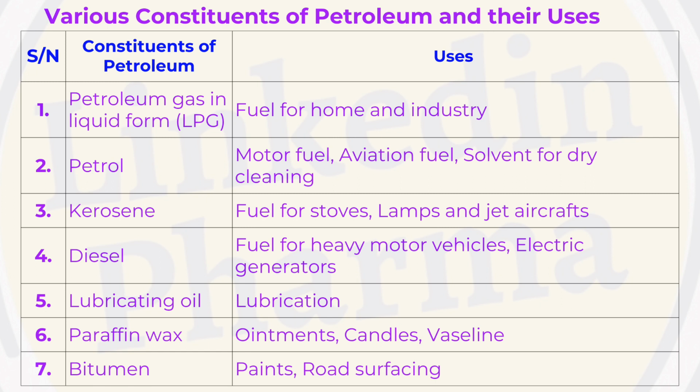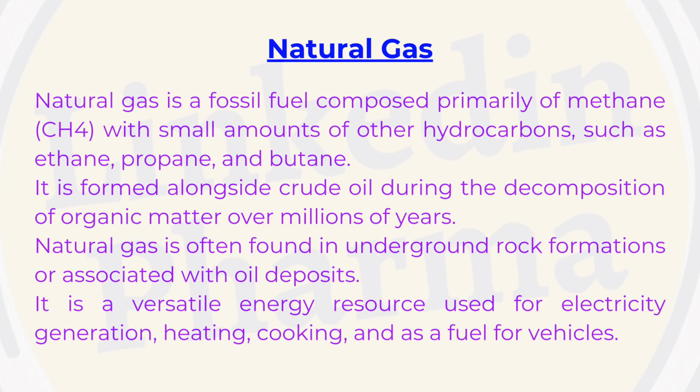Constituents of petroleum. Uses. Petroleum gas in liquid form, LPG: fuel for home and industry. Petrol: motor fuel, aviation fuel, solvent for dry cleaning. Kerosene: fuel for stoves, lamps and jet aircrafts. Diesel: fuel for heavy motor vehicles, electric generators. Lubricating oil: lubrication. Paraffin wax: ointments, candles, Vaseline. Bitumen: paints, road surfacing.